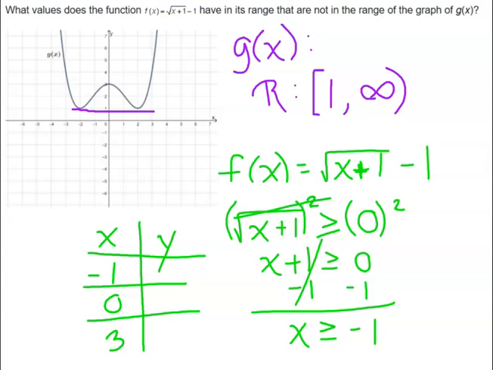For instance, x is negative 1. We're going to replace the x here with negative 1. Negative 1 plus 1 is 0. The square root of 0 is 0, and 0 minus 1 is negative 1. If I replace the x with 0, 0 plus 1 is 1. The square root of 1 is 1. Minus 1 gives me 0. So all you're doing is substituting the x with the values that we've used that are greater than negative 1. 3 plus 1 is 4. The square root of 4 is 2. 2 minus 1 gives us 1.